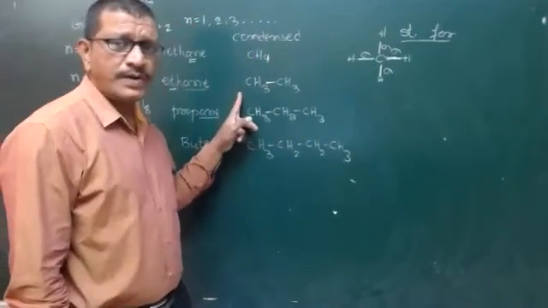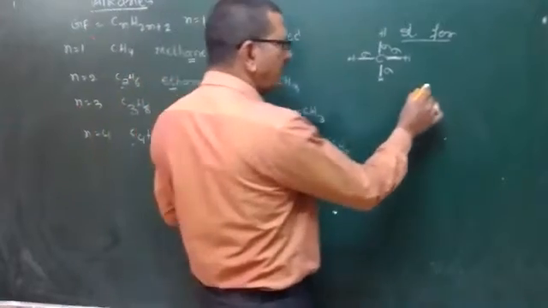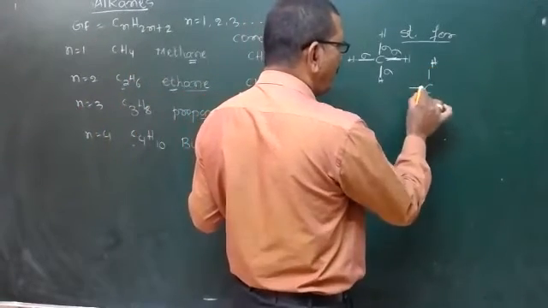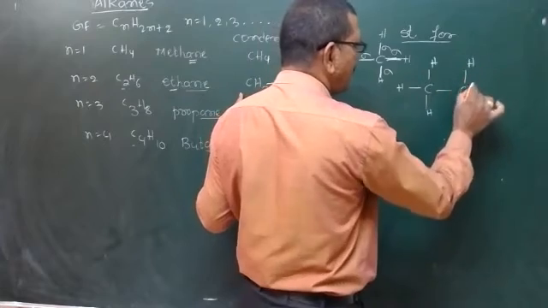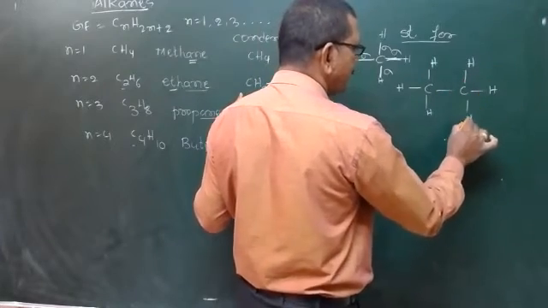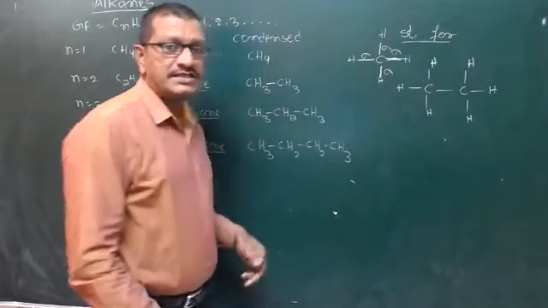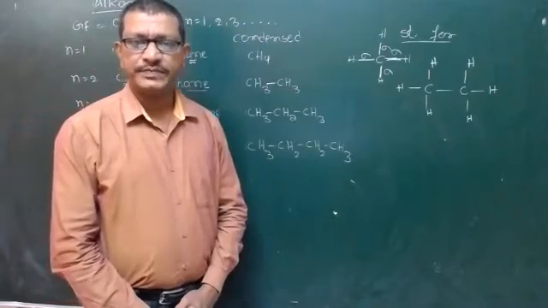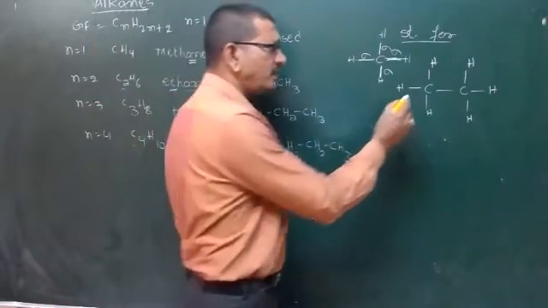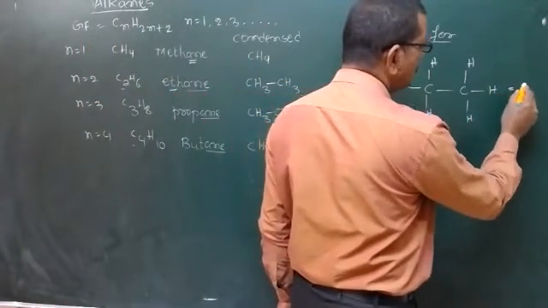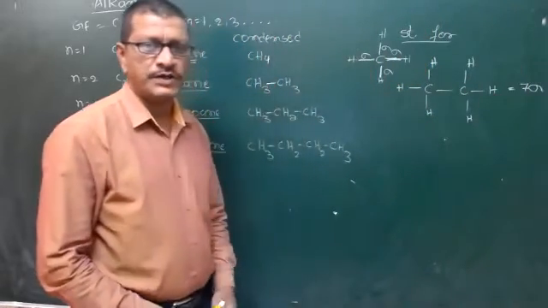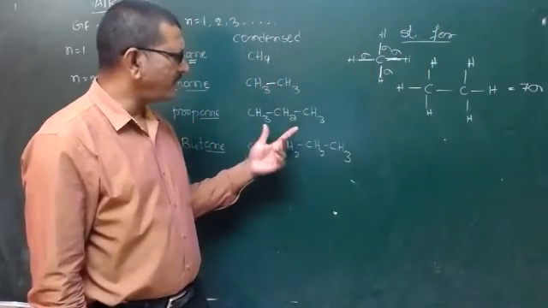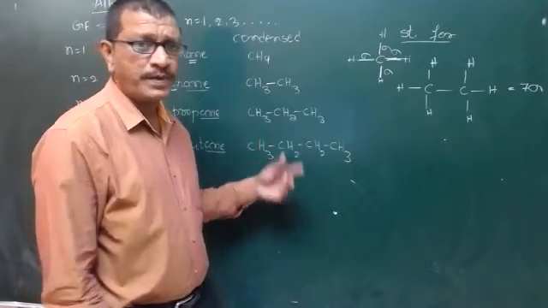Now come to the second one, the ethane molecule. In the ethane molecule, how many bonds are present? CH3 and CH3, this is the structural formula of this compound. How many bonds are present here? Single bonds. 7 single bonds are present. That's why 7 sigma bonds are present in this molecule.